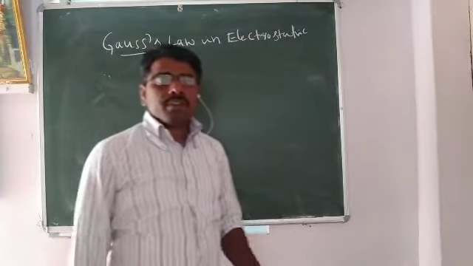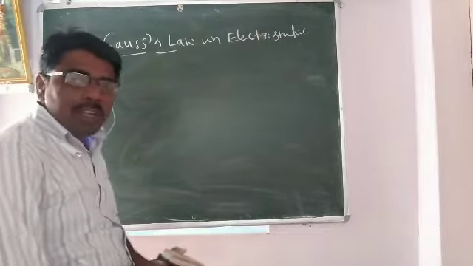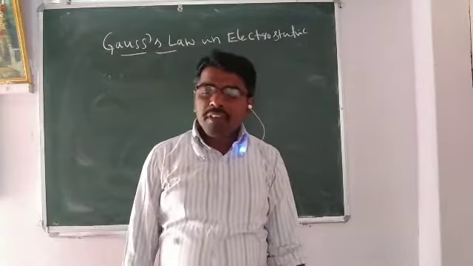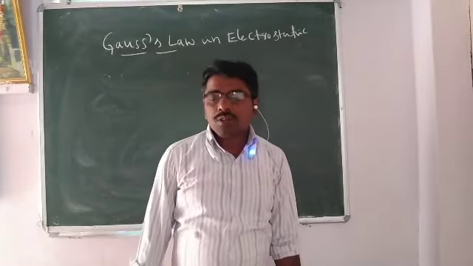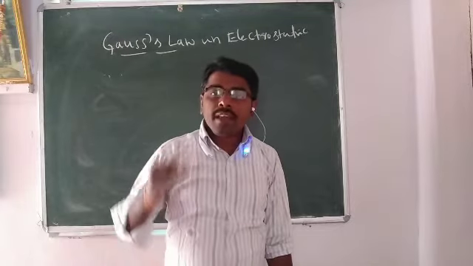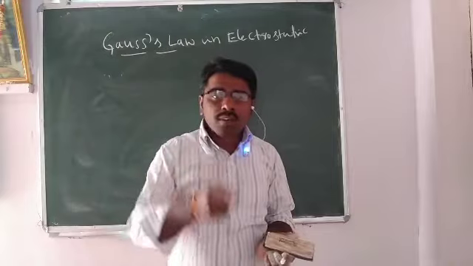Okay, dear students, now I am discussing Gauss law in electrostatics. What is the statement of Gauss law in electrostatics? Electric flux through a closed surface in a free space is equal to 1 by epsilon naught times total charge enclosed by the surface. Consider any closed surface containing charges.